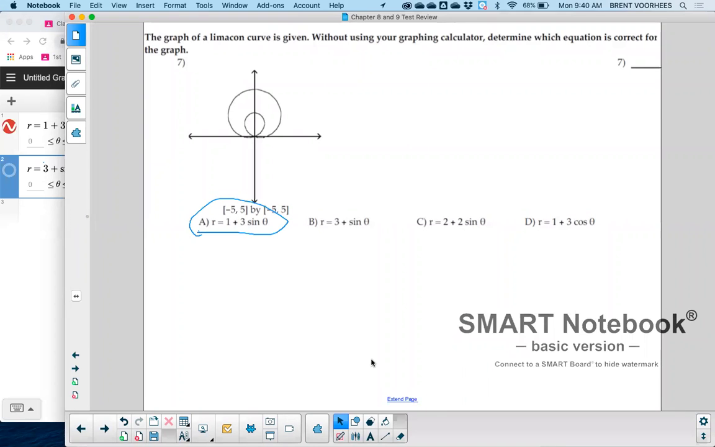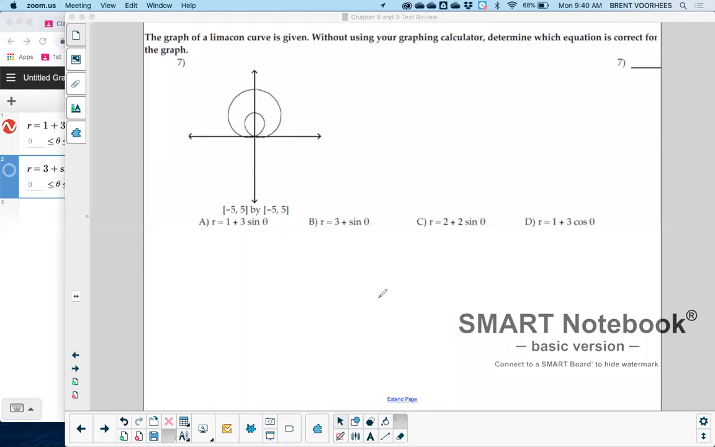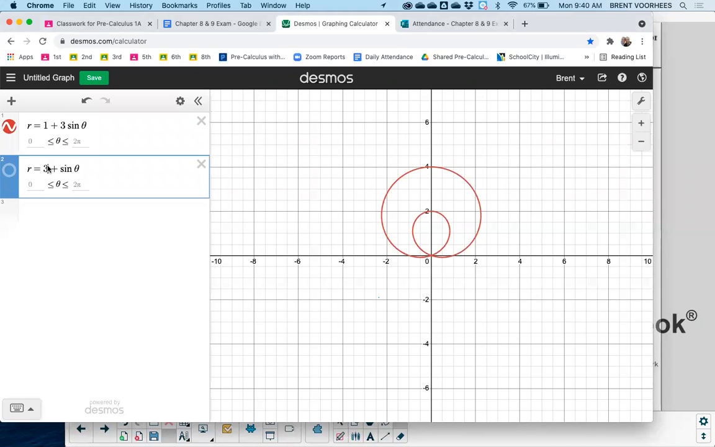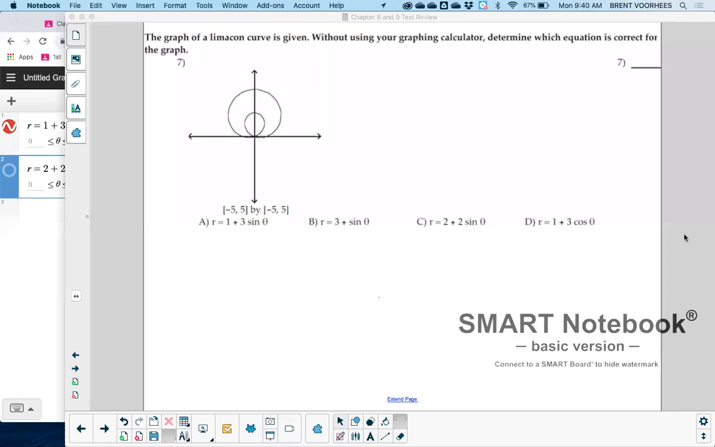Let me remove that circle off there. Okay, so we still think the answer is A. Let's now try C here. 2 plus 2 sine. I click this one. Okay, I see that this one's closer, but it's still not the right graph. It's not overlapping. So it's not going to be C either.